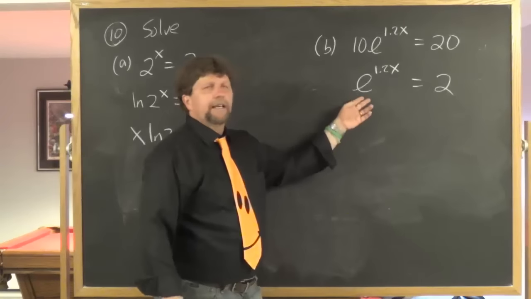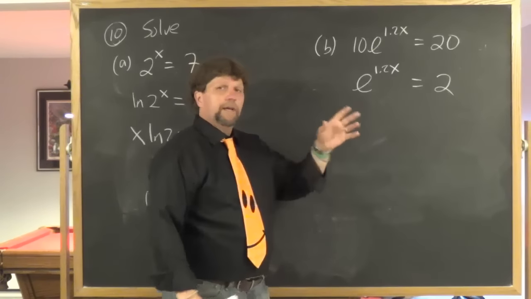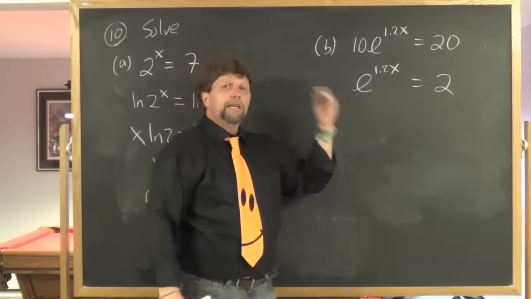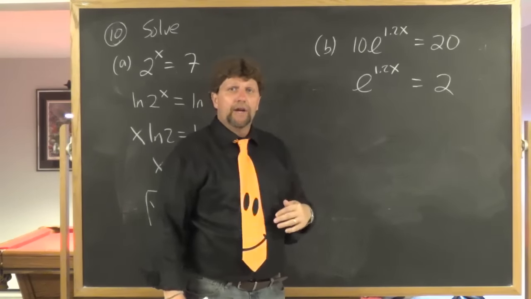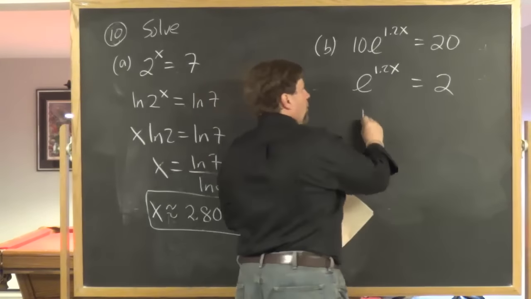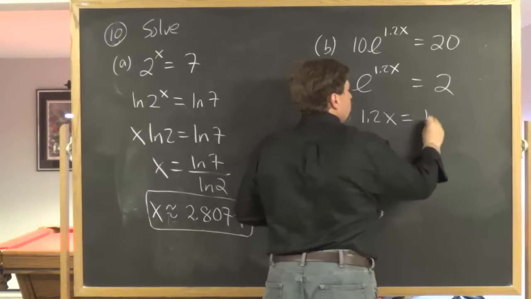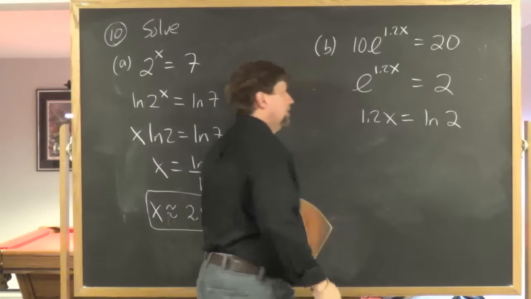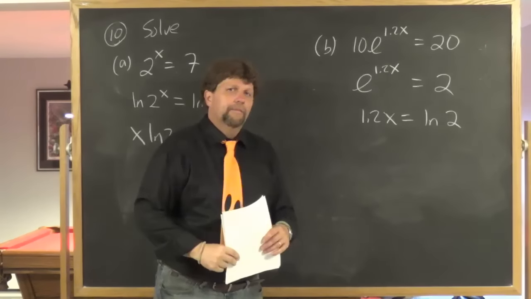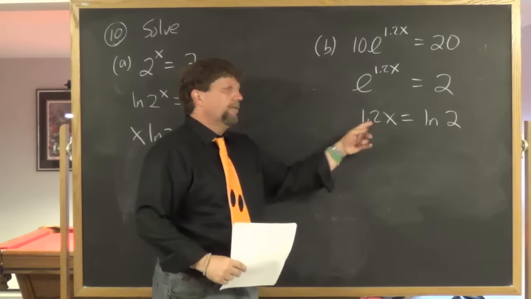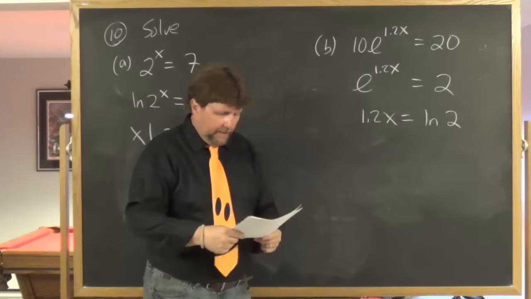Folks, I can take this exponential equation, and you should be able to do this as well, and just immediately rewrite it as a logarithmic equation. In other words, 1.2x is equal to the natural log of 2. That's just taking the exponential equation and rewriting it as a logarithmic equation.